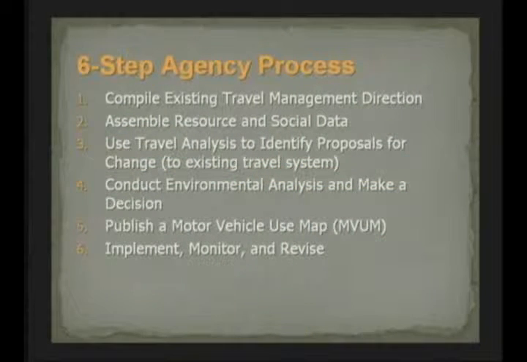Step 1 is to compile an existing travel management direction. Next, they assemble resource and social data. They then use the travel analysis process to identify proposals for change. Once a proposal is developed, their next step is to conduct an environmental analysis under the National Environmental Policy Act, or NEPA. Once the analysis is complete and a decision is made, they publish a Motor Vehicle Use Map, or MVUM. The last step is to implement the designations, monitor the results, and revise the designations as needed. Now we'll spend a little more time on each specific step.